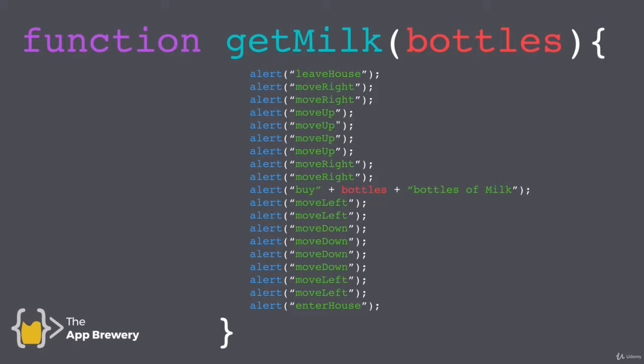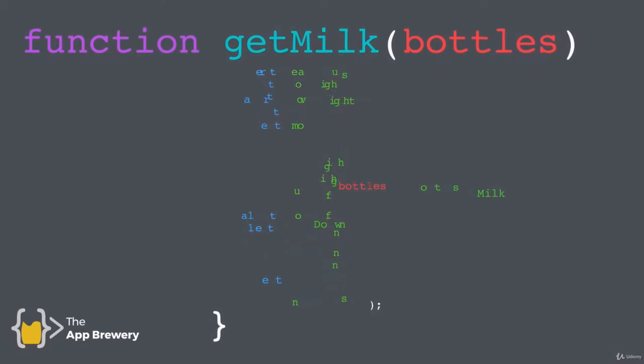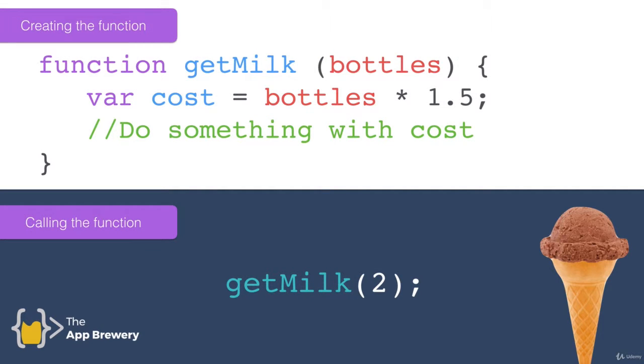So in this case, when we call get milk, it's still going to execute all of these alerts to the robot to command it to do something. But in the middle, when we get to the buy milk section, it's going to tell it to buy a specific number of bottles of milk based on the input that the function gets when it gets called. So when we create the function, we're still using the function keyword. We're still giving it the same name called get milk. But in this case, in between the parentheses, we've got the name of the input. And in this case, it's called bottles.